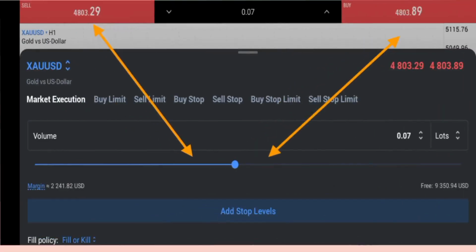This is what a market execution looks like on your MT5. Now you see that sell button where the yellow arrow is pointing to. If you click on that sell, you're in the trade immediately. Same thing if you click on the buy, you're in the trade instantly. There's no delay, it takes you in immediately. So that is what instant market execution is.